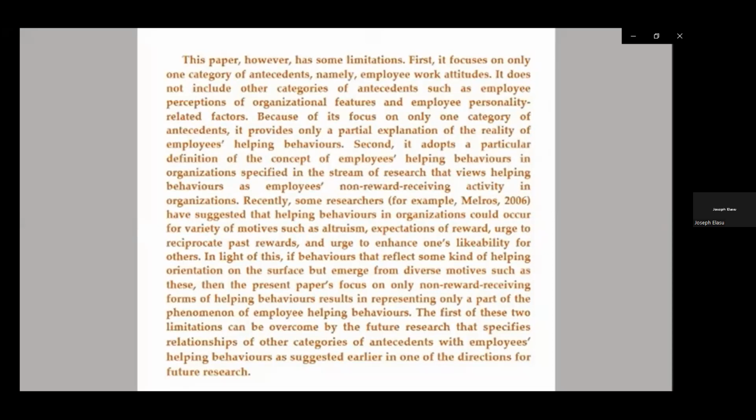Right, so the last sentence reads, the first of these 2 limitations can be overcome by the future research that specifies relationships of other categories of antecedents with employees' helping behaviors, as suggested earlier in one of the directions for future research. So, ladies and gentlemen, as you can see, that is a section that I told you is very important in the conceptual paper, and we call that a discussion section, ladies and gentlemen. Remember, the third aspect was specification of theory, or what we call propositions, ladies and gentlemen.